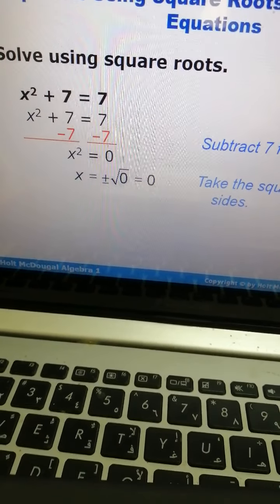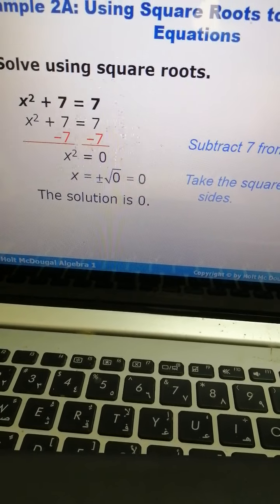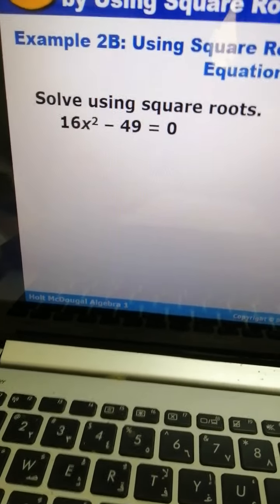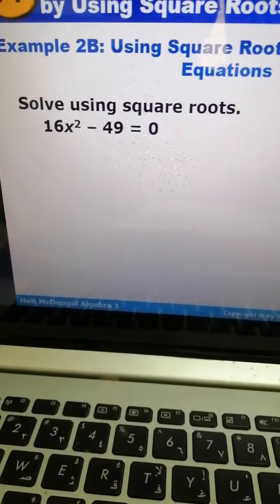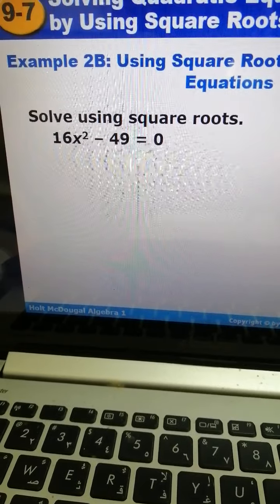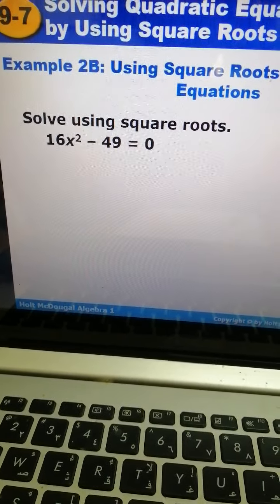So we all know that positive negative square root of 0 is 0. So the solution is only 0. Okay, another thing, this one, we need to isolate the one with a variable with a square, or the degrees too. So if you have 16x squared minus 49 equals 0, I'll show you how to solve it.